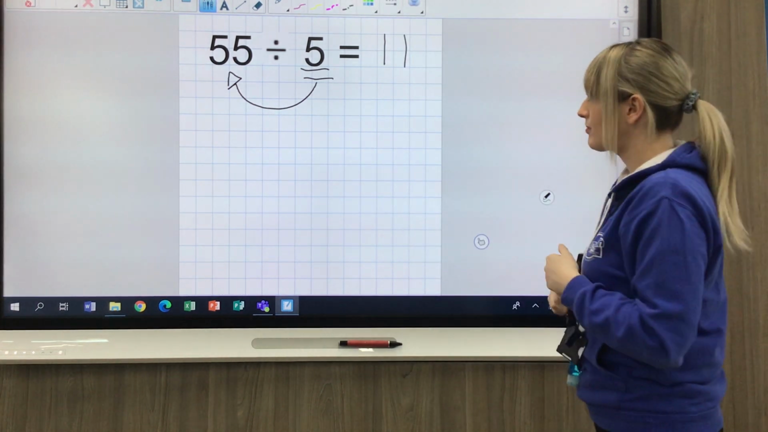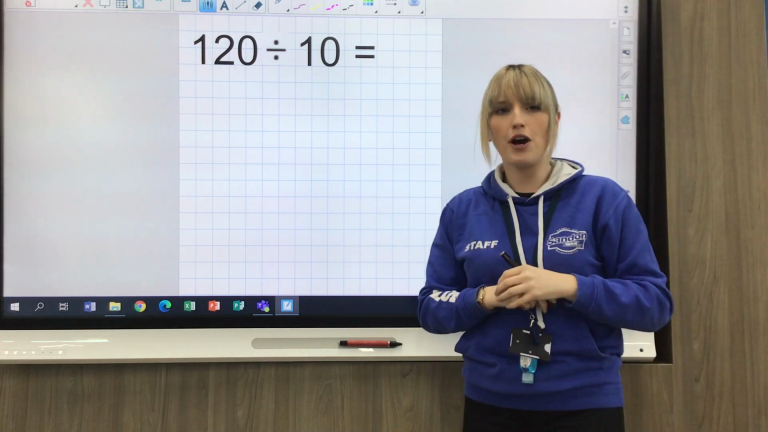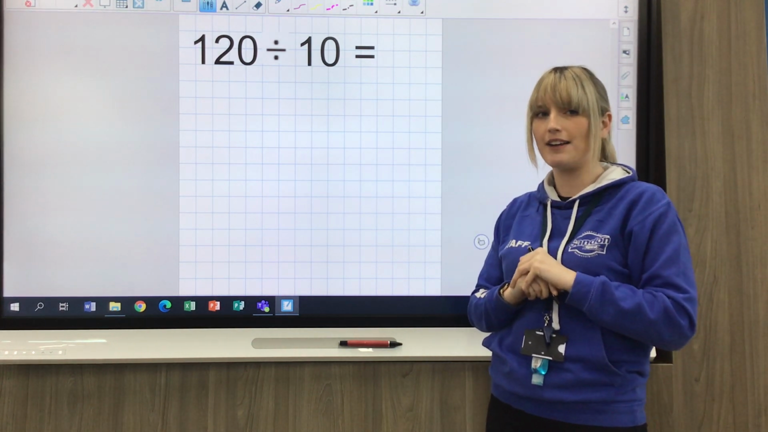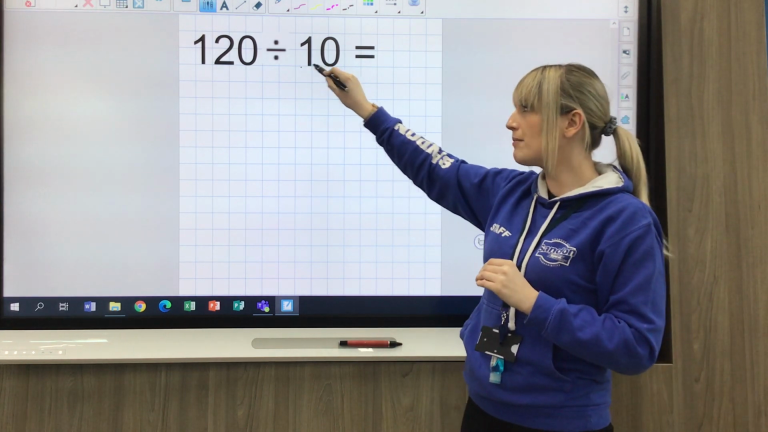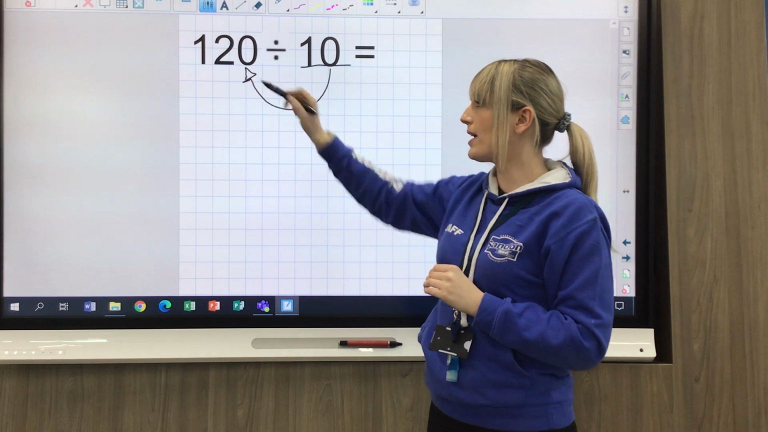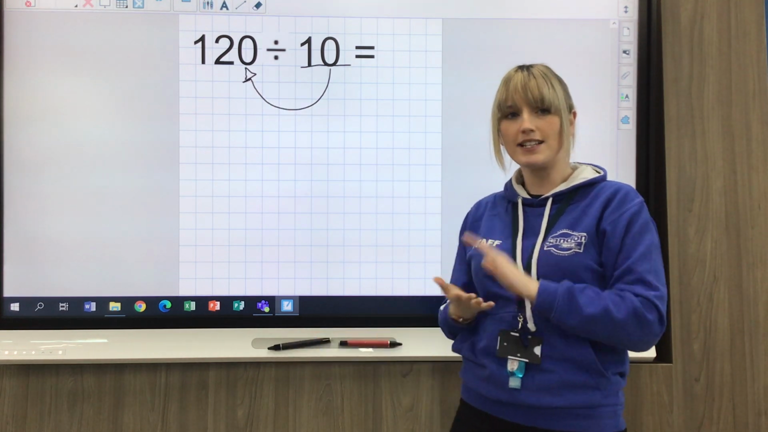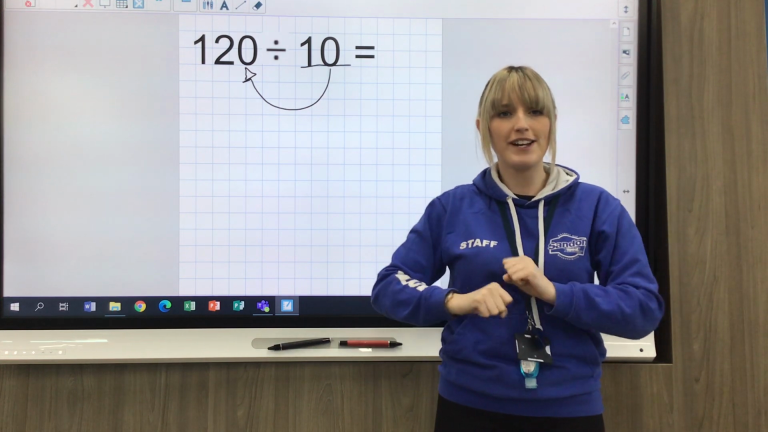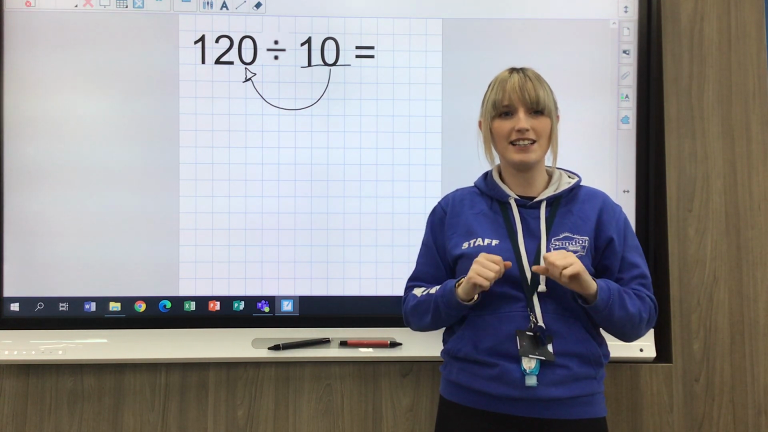Okay. The next one, we've got 120 divided by 10. So we are seeing how many groups of 10 fit into 120. So we're counting in 10s and we're going to stop at 120. Are you ready to count with me? I want to hear you nice and loud.